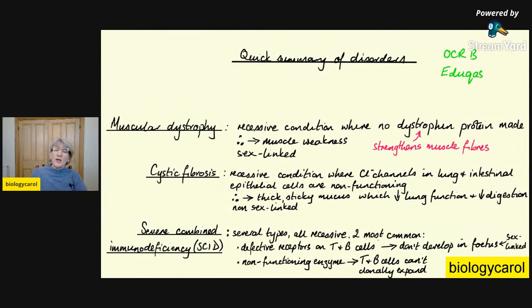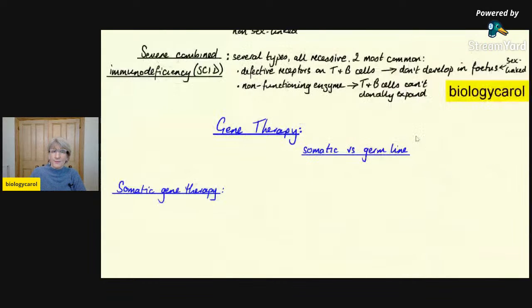Now, I don't think you need to know all of the details, particularly with regards to SCID. I think cystic fibrosis, most of this you will have covered at GCSE. Muscular dystrophy, you don't need to know very much more than what I've given you here, but at least it gives you an idea as to how these diseases affect the individuals that have them.